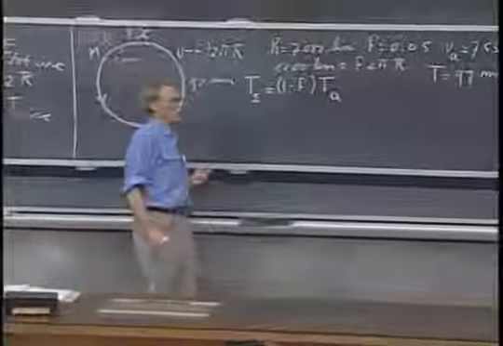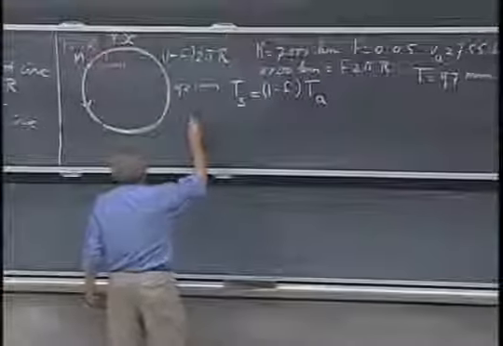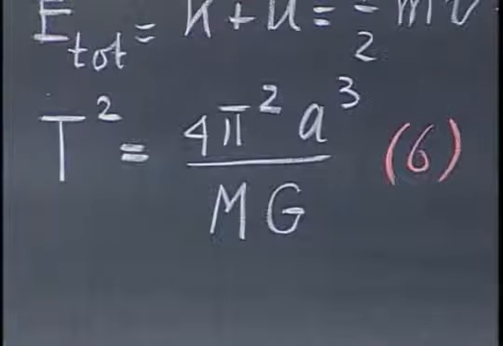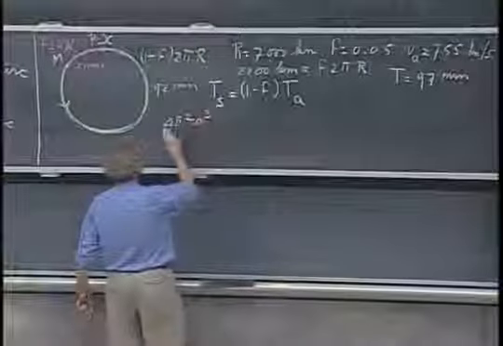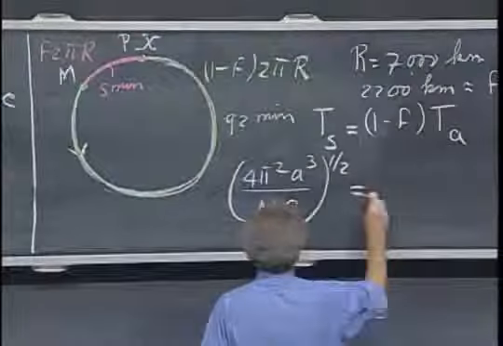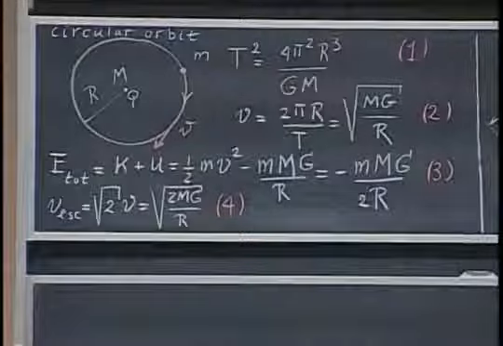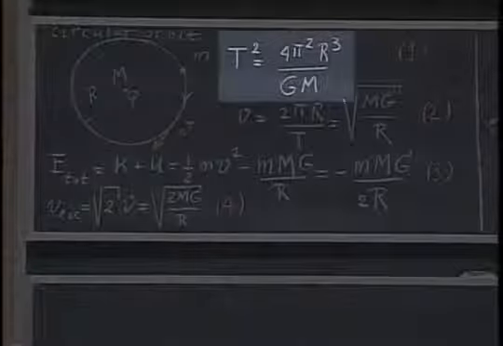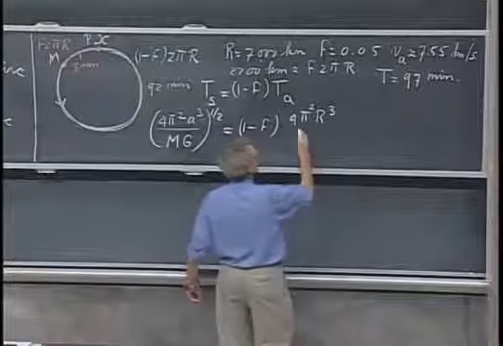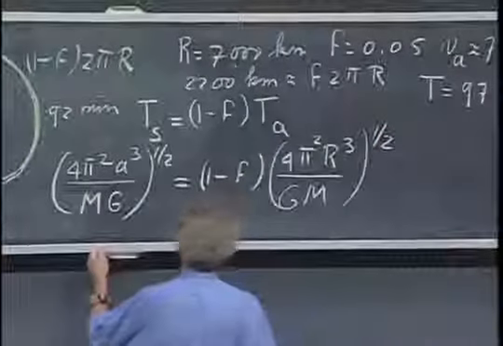What is the orbital period of the sandwich after the throw? Well, that is 4 pi squared times a to the third divided by GM, to the power 1/2, you can find that in equation number 6. That must be equal to 1 minus f times the orbital period of the astronauts who were in circular orbit. So I take equation number 1. So that is 4 pi squared r cubed divided by GM, to the power 1/2. That is a necessary condition.